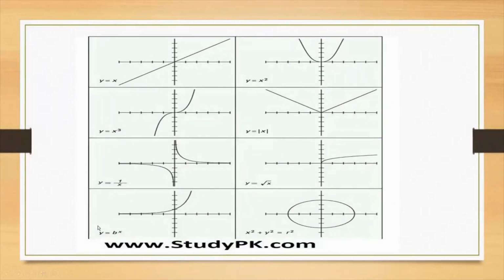So this is also a graph, y equal to x square. This is 1-1 and onto, this is not 1-1 and not onto, this is 1-1 and onto. And 1 by x is not onto, because 0 is not an image of any point, right? So this is root x, this is b raised to x, this is R square.